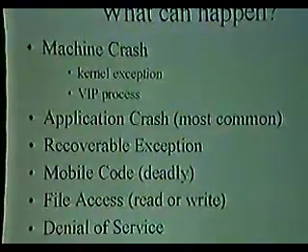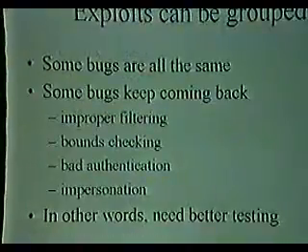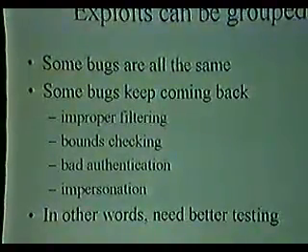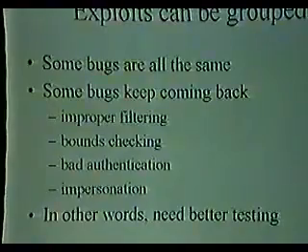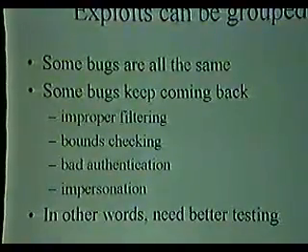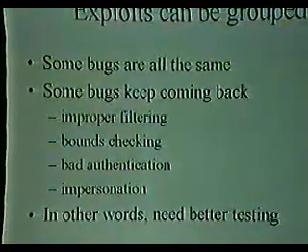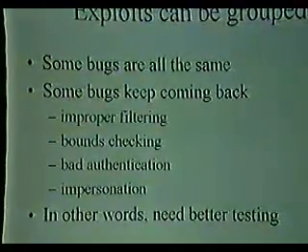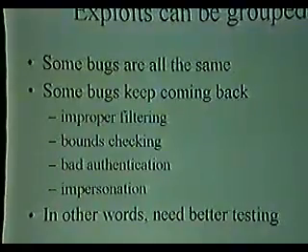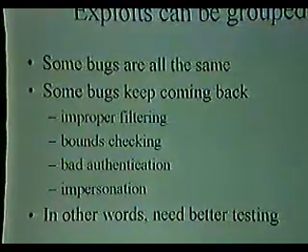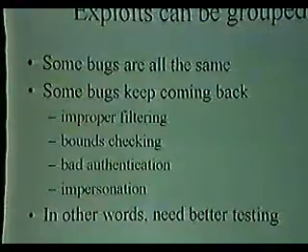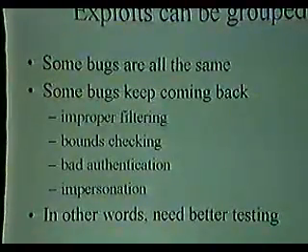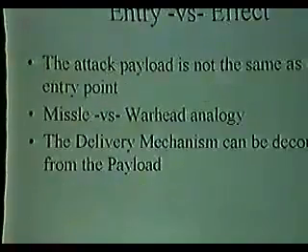Sorry I'm going so fast, but I've got to get through these slides. So, exploits can obviously be grouped. There are certain bugs that keep coming back. If you go through all the lists, 8LGM, Bugtraq, and you go through them all and classify the bugs, you're going to see certain groups of them. This book actually covers chapter by chapter each one of these subjects. Like improper filtering, content-based attacks, bounds overflows, impersonation, bad authentication, obfuscation, which they call encryption, certain things like that. In other words, we just need better testing on the software.